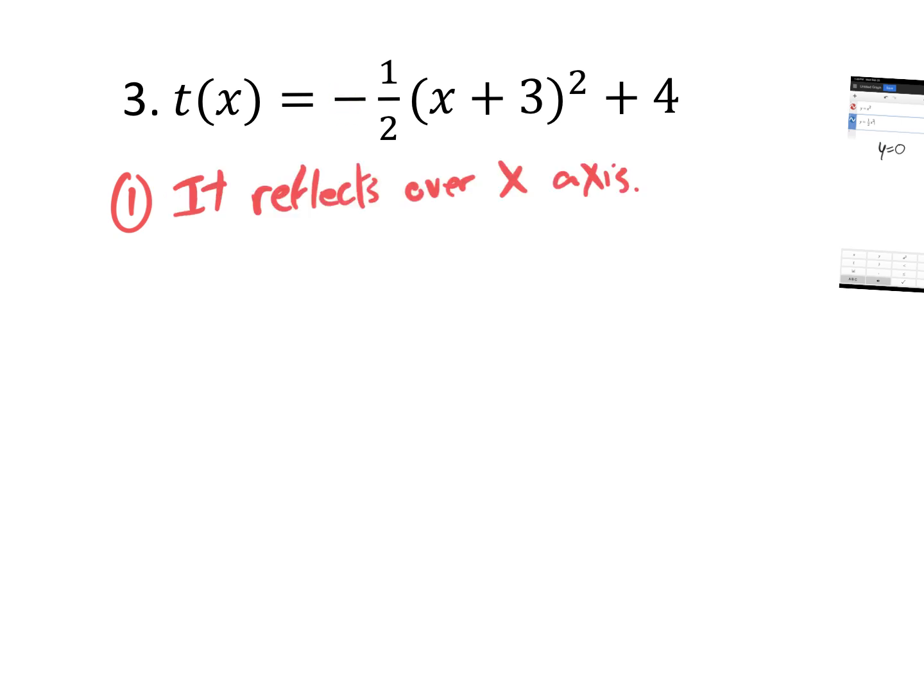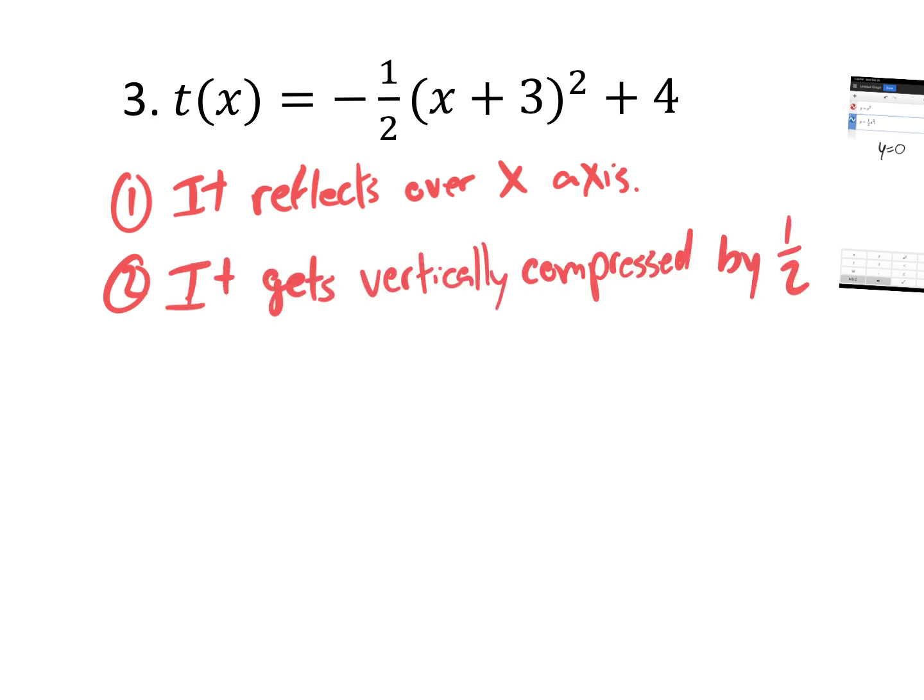Then we ask ourselves the second question, does it get vertically stretched or compressed? Compressed. Why compressed? Because that is 1/2, which is less than 1. If it were actually 1, it wouldn't get stretched or compressed, but because it's a fraction less than 1, then it gets compressed. Anything closer to 0 is closer to a flat line, which means it gets wider. So we're going to say, answer the question, this gets vertically compressed by 1/2.